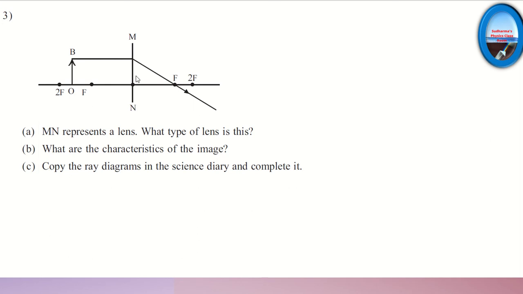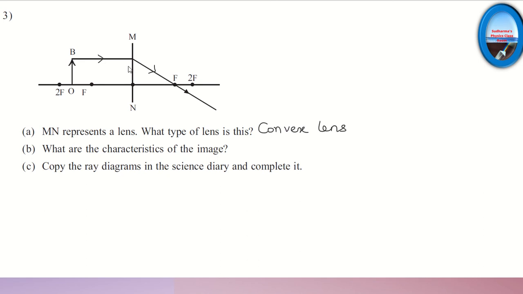So here we have MN representing a lens. What type of lens is this? How do you understand what type of lens it is? It is going to be a convex lens because we know that from the object, a ray of light comes and hits the lens. After hitting the lens, it is bending to the other side. Right? It is converging to a point. Converging lens is convex lens. So the answer is convex lens.